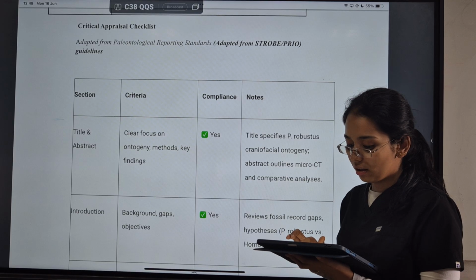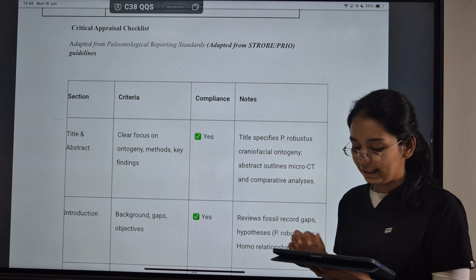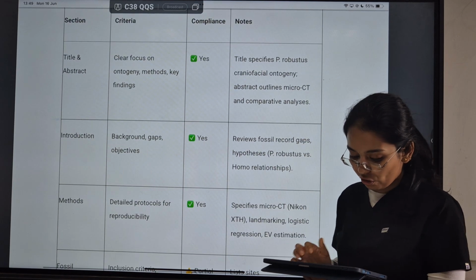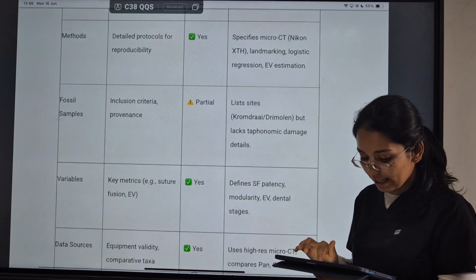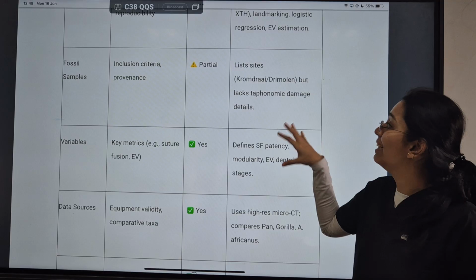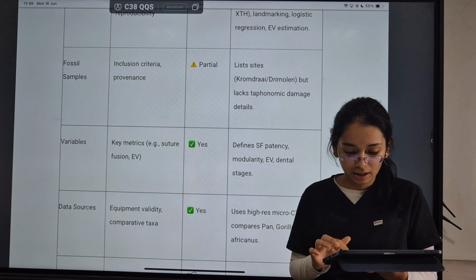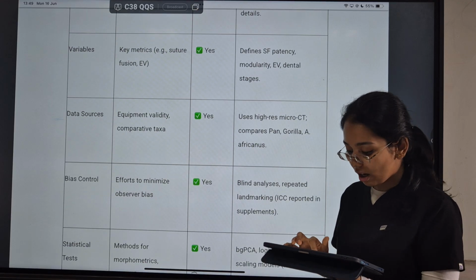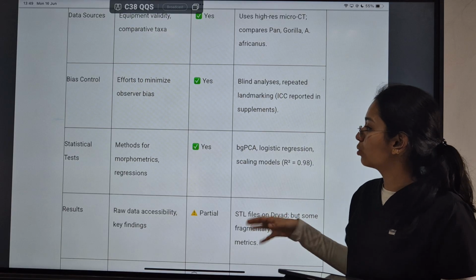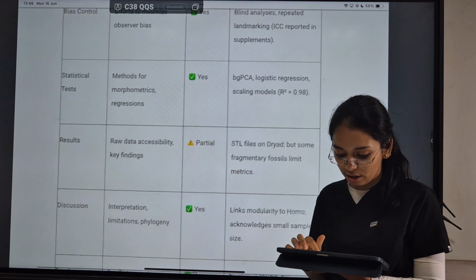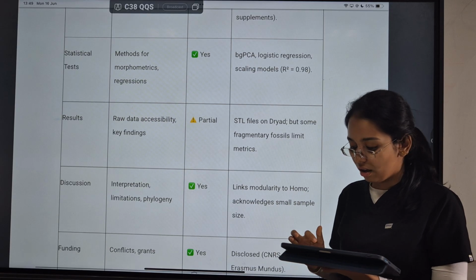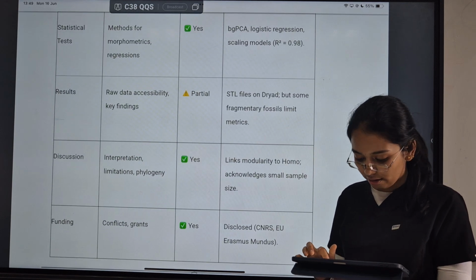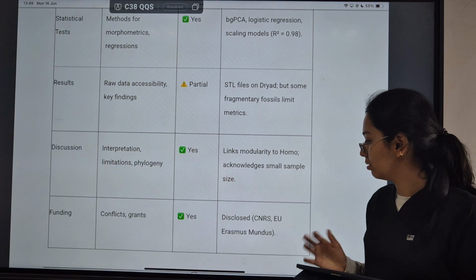This study was adapted from the paleontological reporting standards, from the SOAP or TRIO guidelines. The title, abstract, introduction and methods are all clearly specified. The fossil samples list sites, but it lacks taxonomic and taphonomic damage details. The variables, data sources and bias control were all clear. Statistical analysis was also well done with the logistic regression and scaling models. Since there were fragmentary fossils, it limited the metrics, so the results were a bit partial. The discussion and the finding details are all proper and it was all disclosed.